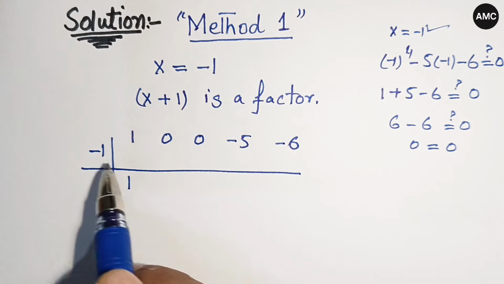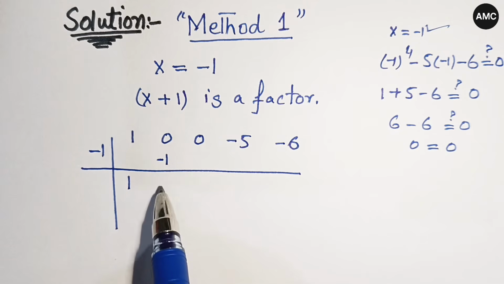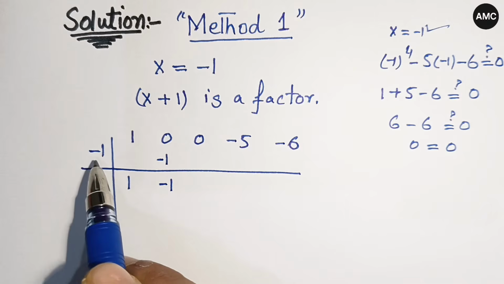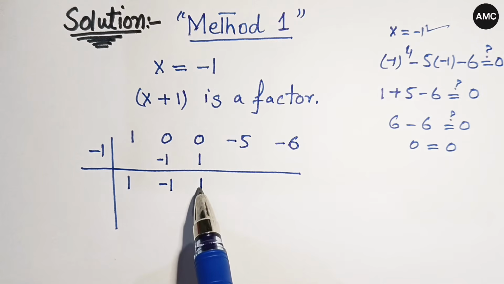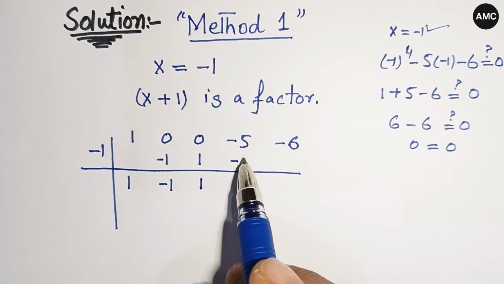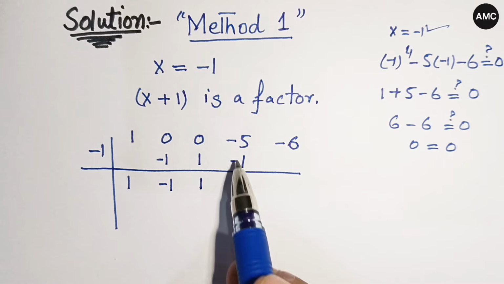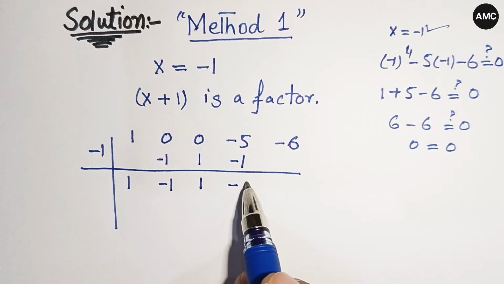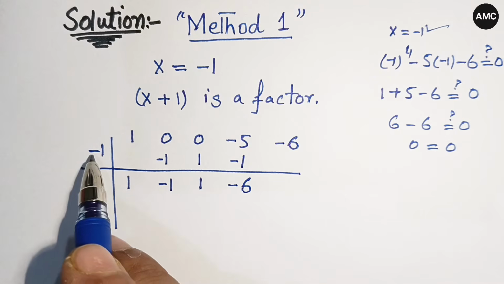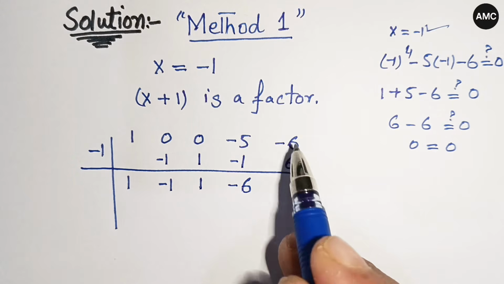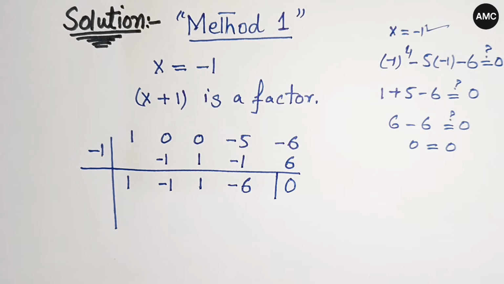So 1 times minus 1 is minus 1. Then 0 minus 1 we get minus 1. Minus times minus is plus, so minus 1 times minus 1 is 1. So here we have 1. Again 1 times minus 1, here we put minus 1. So minus 5 plus minus 1, we get minus 6. Now minus 6 times minus 1 is plus 6. So minus 6 plus 6 we get 0. We get 0 here, so the remainder is 0.